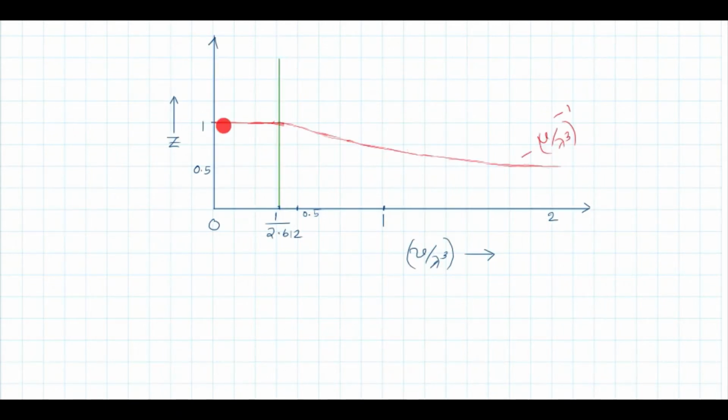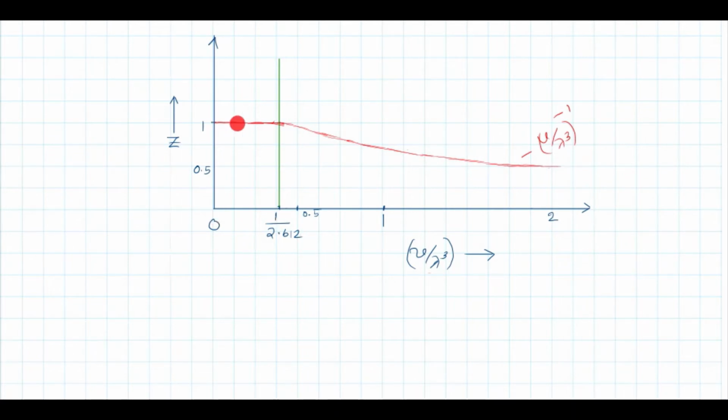So, I can plot this fugacity here versus V by lambda cube. This is a plot of Z versus V by lambda cube up to 1 divided by 2.612. That is between a temperature 0 and Tc.